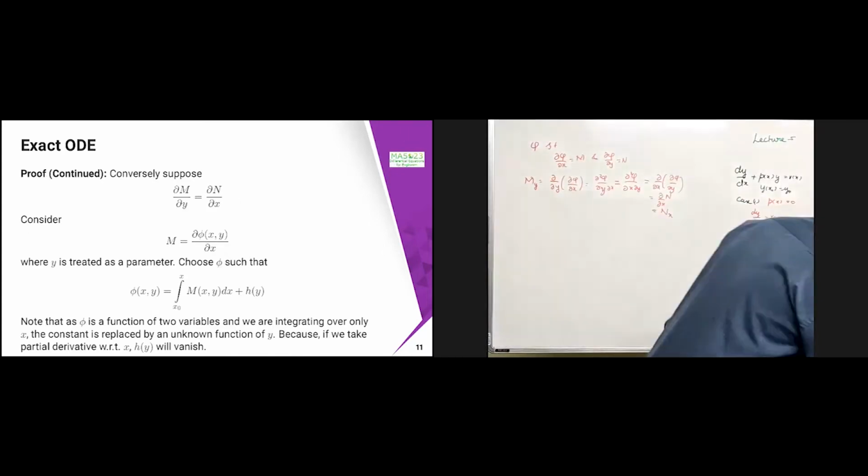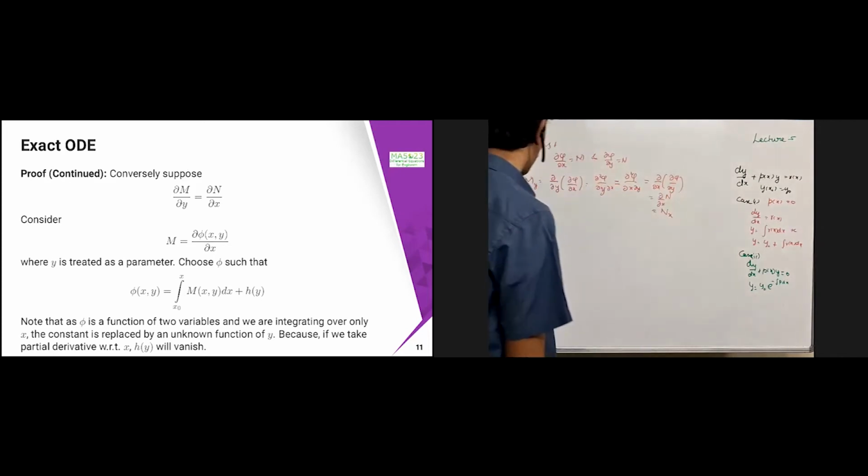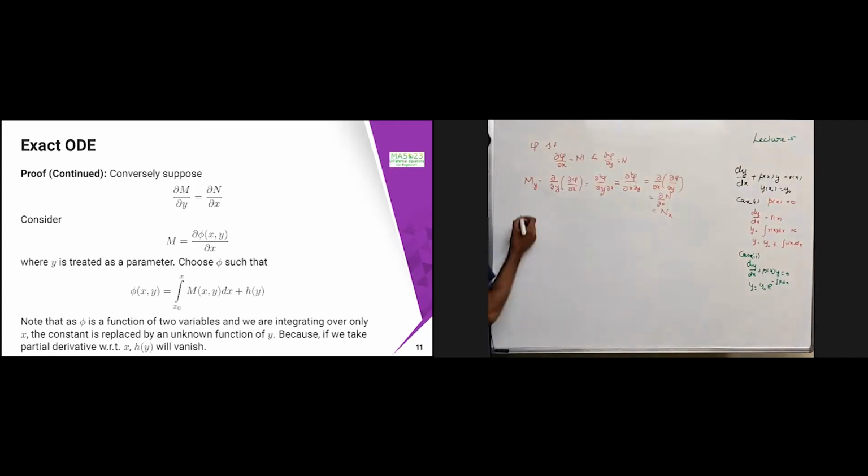Now suppose we assume the converse. This was the if part, and now we have the converse part. Conversely, suppose M_y equals N_x. Now what I need to find is a pi such that ∂pi/∂x equals M and ∂pi/∂y equals N.